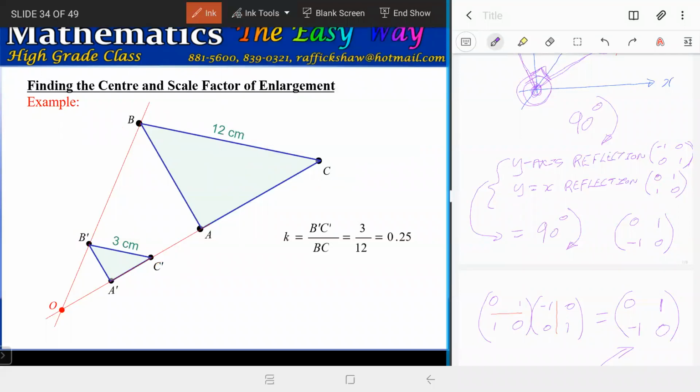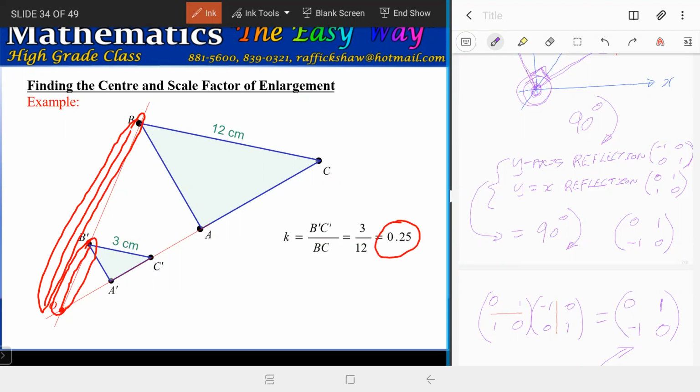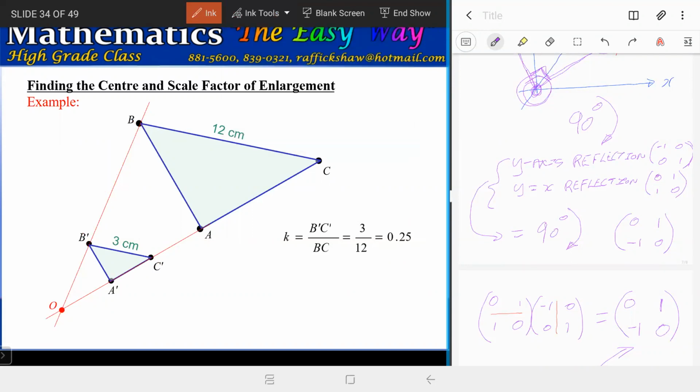If I knew the distance from here to here, I could have compared that one with this one as well. Distance from the center could be used. You're going to get the same scale factor if you know those two distances. I'll have to put this one over this one, distance from the center, because that gives a scale factor as well.